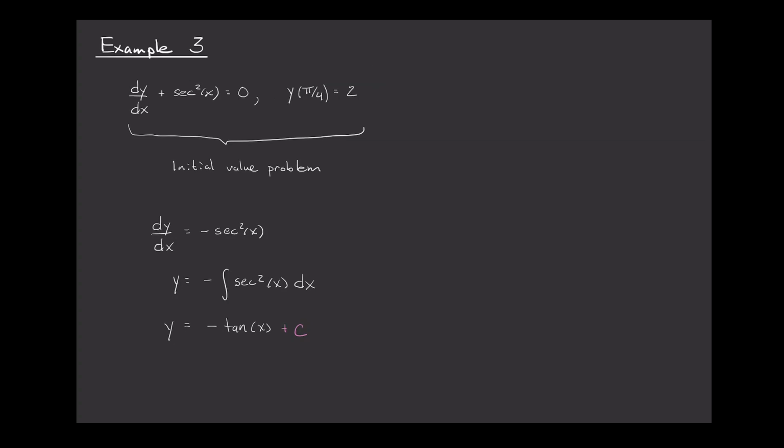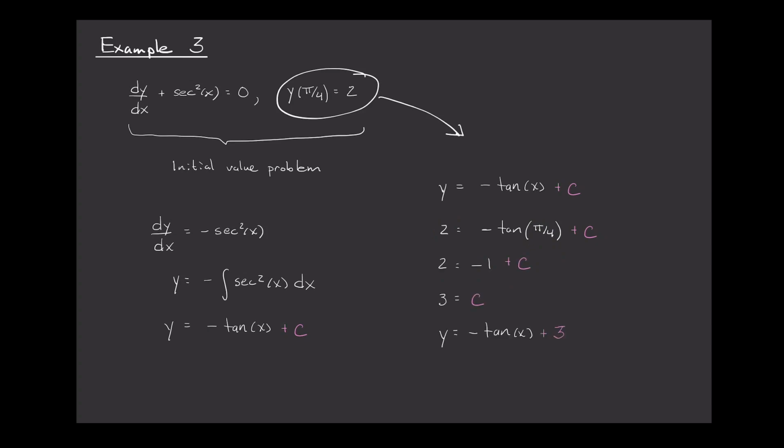So let's go ahead and substitute that into our general solution to solve for our parameter c. Here we substituted x being pi over 4 and y being 2 per the initial value information. And if we do some further computations, we get that c is equal to 3. This tells us that the solution with the initial value information is negative tangent of x plus 3.